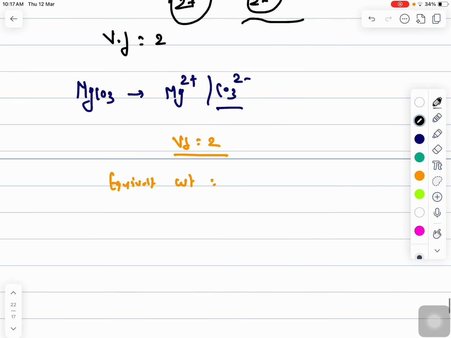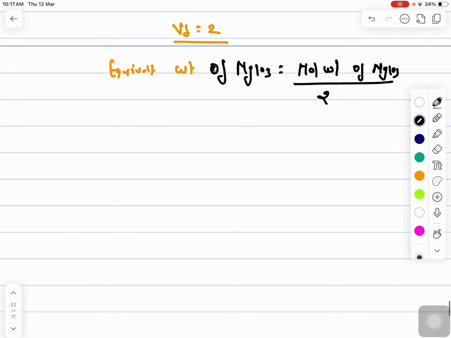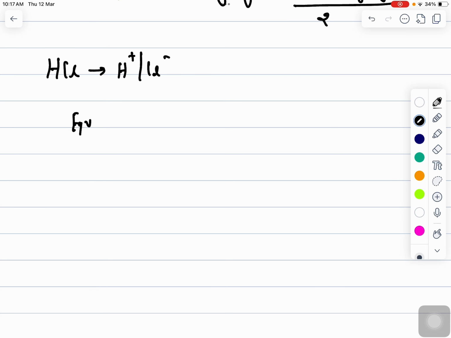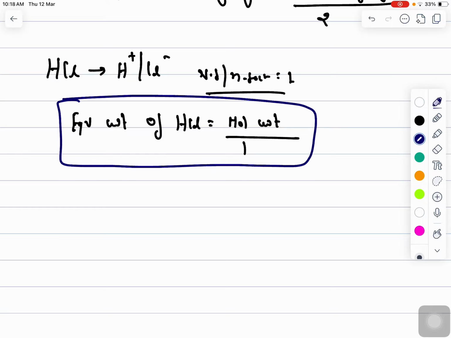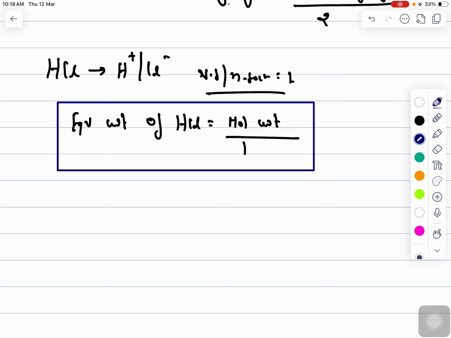Now if I talk about the equivalent weight of, let's say, MgCO3, I can write molecular weight of MgCO3 divided by valency factor, which is 2, right? If I want to find out the equivalent weight of HCl, I have to break this into H+ and Cl-, right? So the equivalent weight is equal to molecular weight divided by 1, because here the valency factor or n factor will be equal to 1. So similarly you can calculate all of these things. It's not a very big deal, but yes, you have to understand how to calculate the n factor or valency factor, and then we should proceed with that, okay?